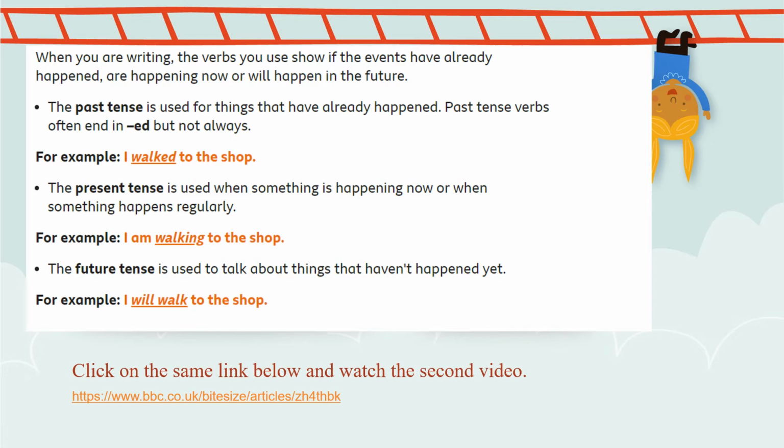The future tense is used to talk about things that haven't happened yet. For example, I will walk to the shop. And we've looked at these modal verbs already this year as well. Okay, I will walk to the shop. It's a certainty, I'm definitely going there.